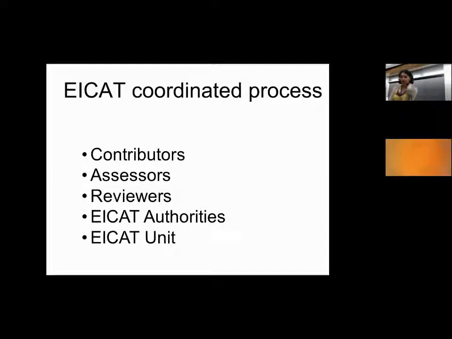So EICAT is a coordinated process. Each analysis should be done by a team of people. They should be assessors. It should be reviewed. The EICAT authorities should approve that. But this is something that is in process. I mean, there is no EICAT of species all over the world. This is something that will start. So I think it's very good that different teams are already using it at the regional scale or at the local scale as a proof of concept of whether this is feasible or not.